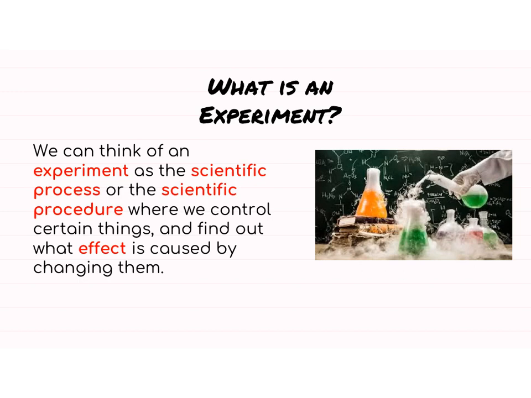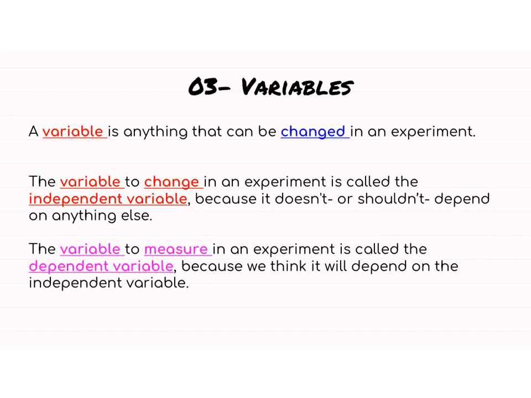Well then, what is an experiment? We can think of an experiment as the scientific procedure where we can control certain things and find out what effect is caused by changing them. So in a given experiment, we have many kinds of variables. First, let's define what we mean by the word variable. A variable is anything that can be changed in an experiment. Okay? Now, let's go through the kinds of variables.